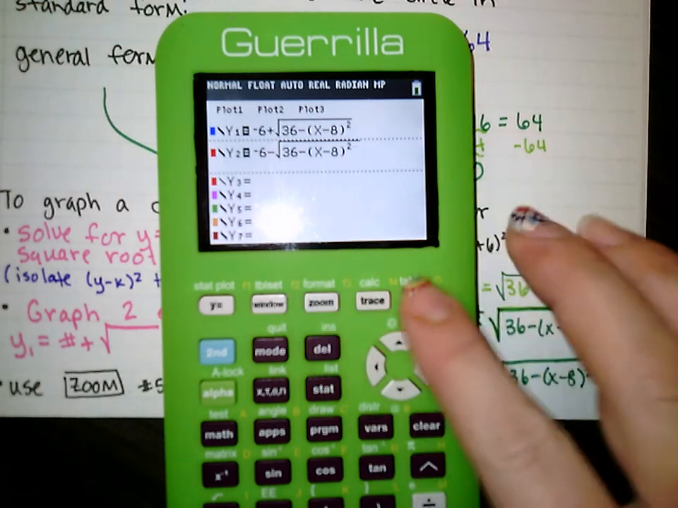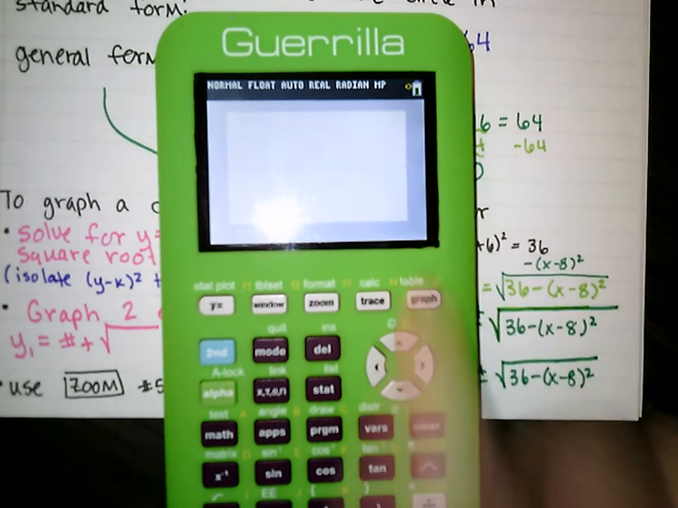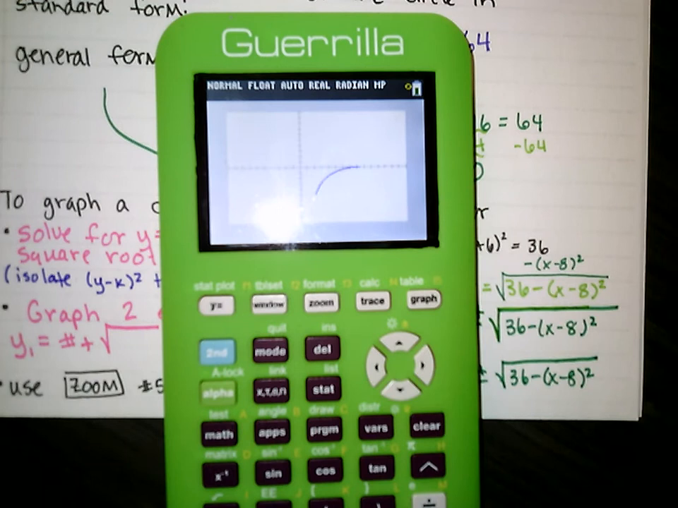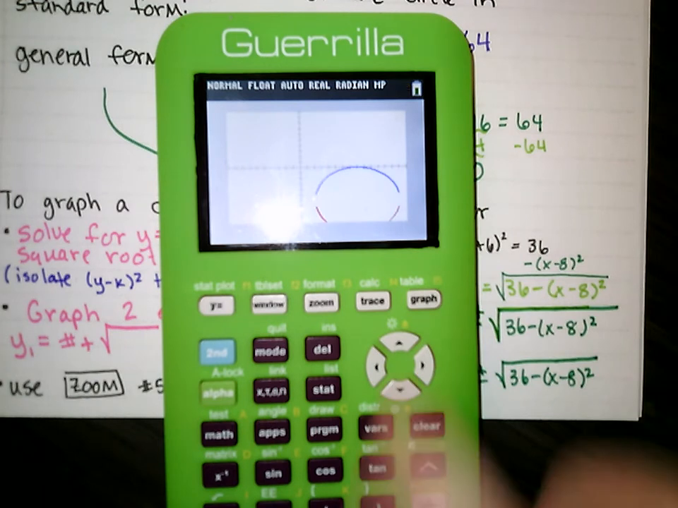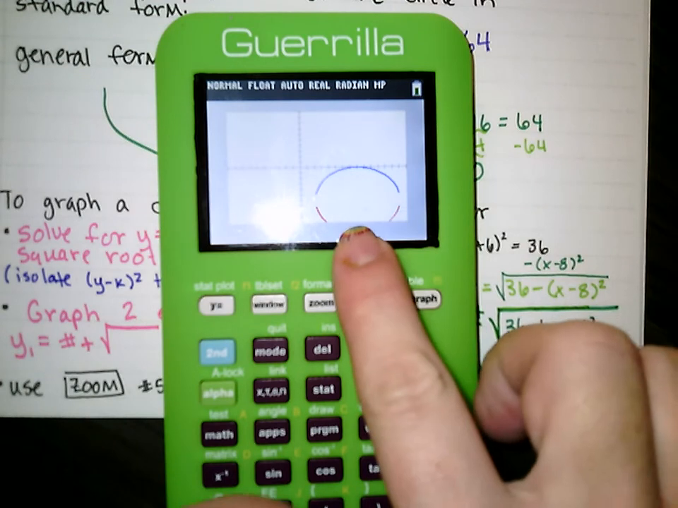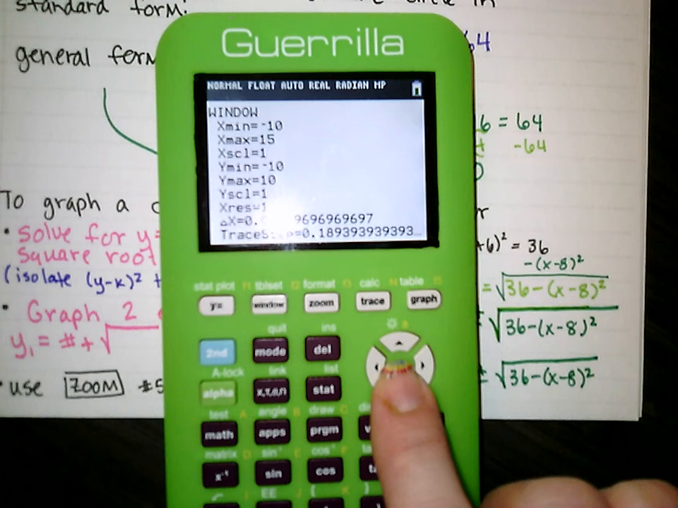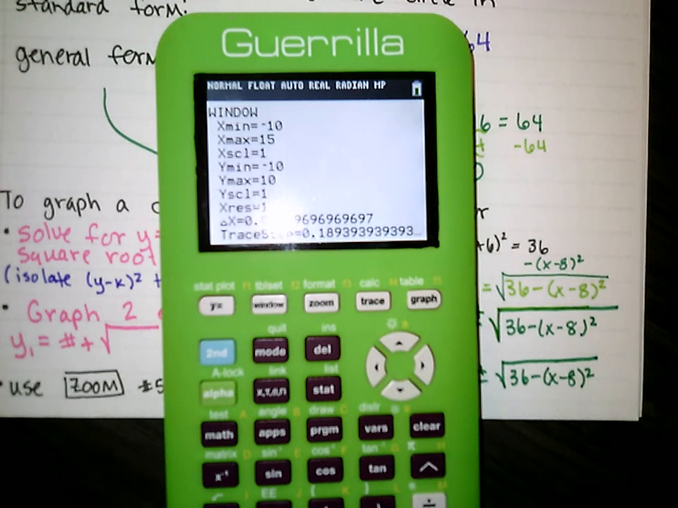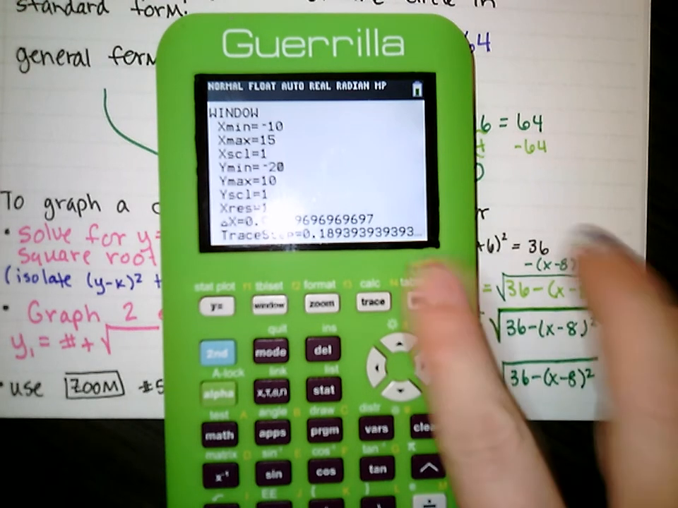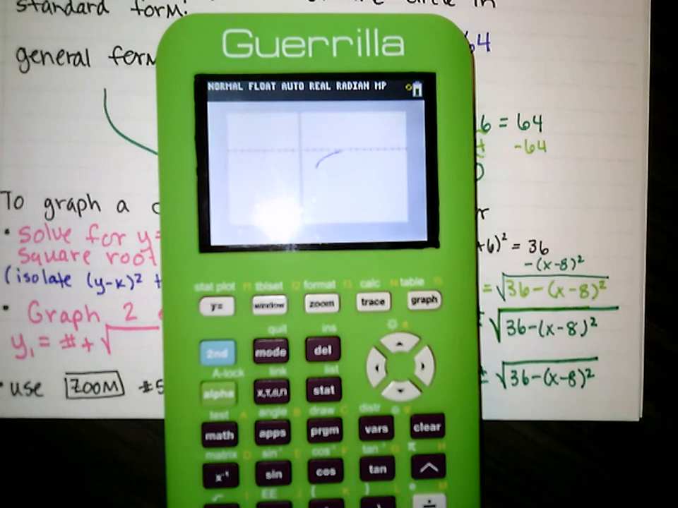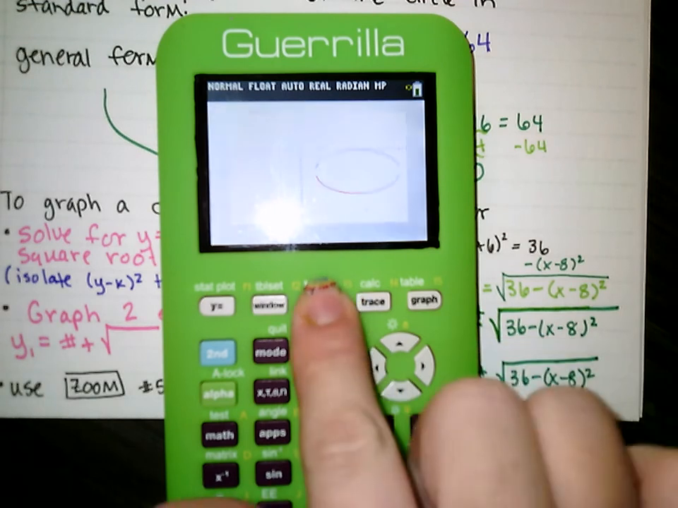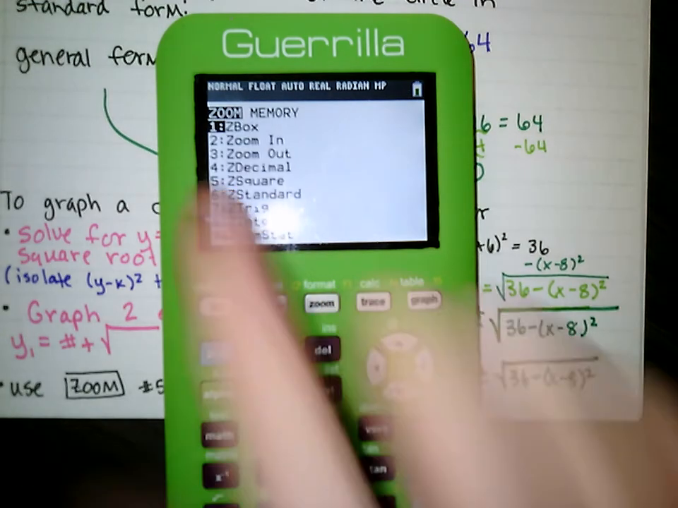And we will look at the graph. So you can see that doesn't really look like a circle at this point. I am going to adjust my window down further on the Y so that I can see more of my circle. There we go. And then I'm going to push zoom number 5 square. So zoom and then 5.